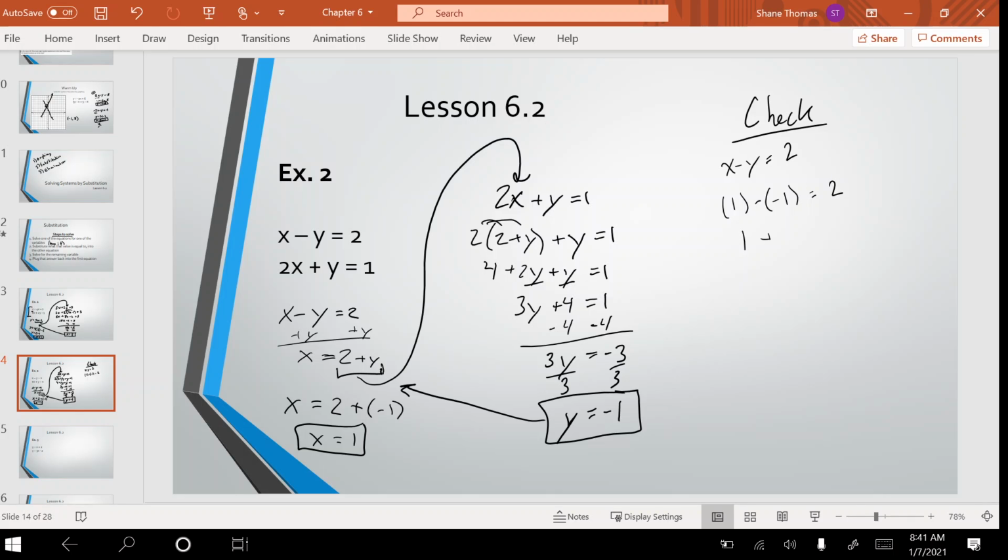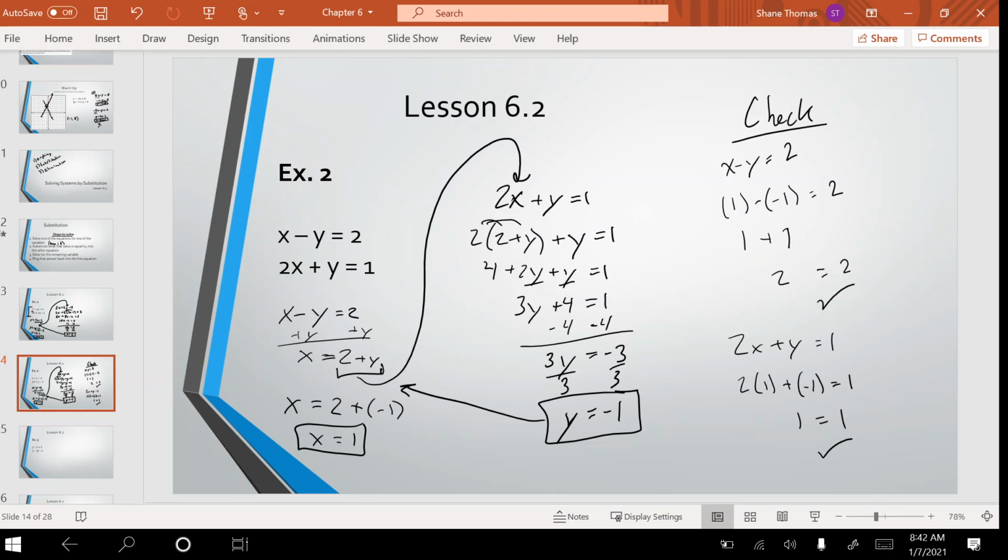Okay, so I'm going to end up with y plus 1, or 1 plus 1, which is 2. That guy's good. Second one is 2x plus y equals 1. So I plug it in. X is 1. Y is negative 1. So 2 minus 1 is going to be 1. So that one's good as well.